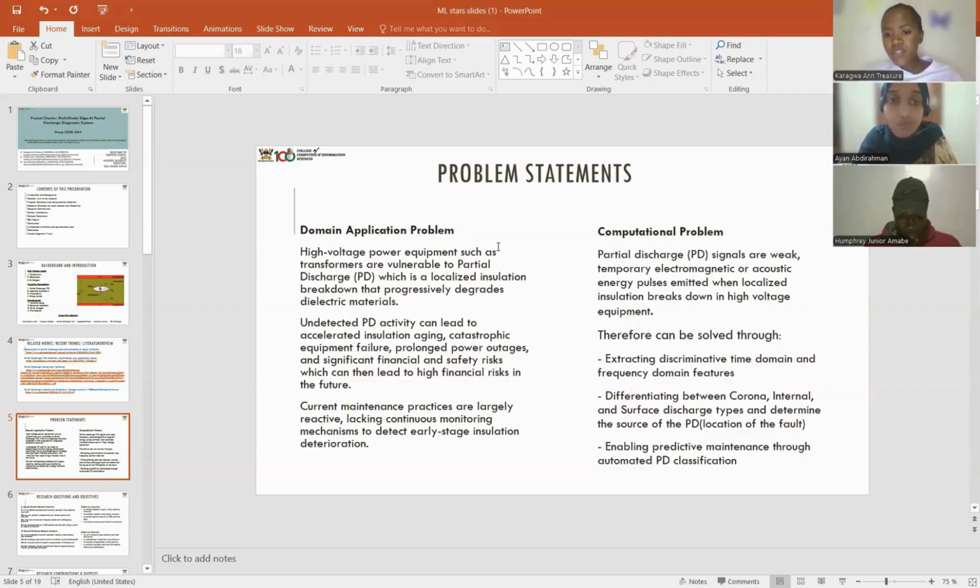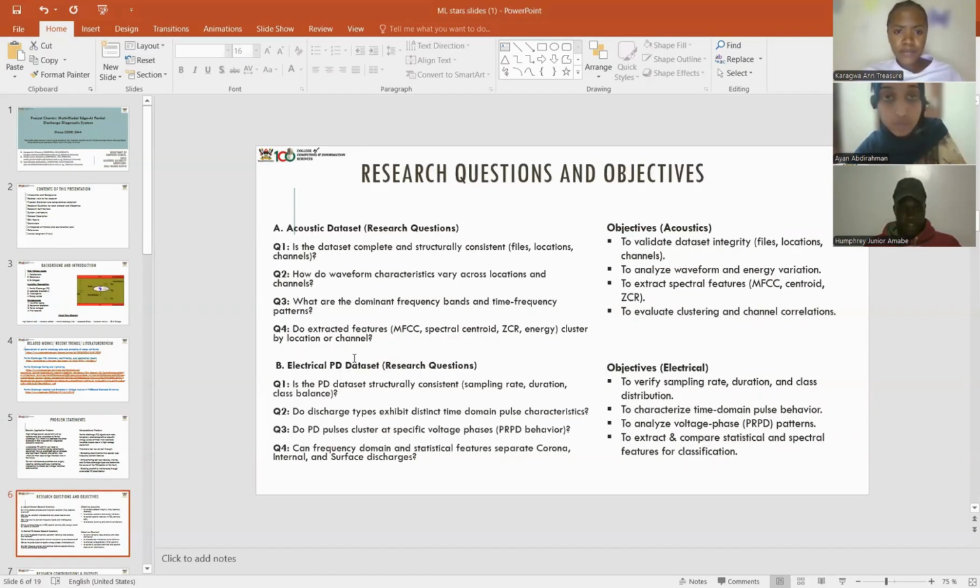So we aim to solve this through extracting discriminative time domain and frequency domain features, differentiating between corona, internal, and surface discharge types, and determining the source of the partial discharge, enabling predictive maintenance through automated PD classification. This will be done through sensors that will capture both acoustic and electrical signal data.